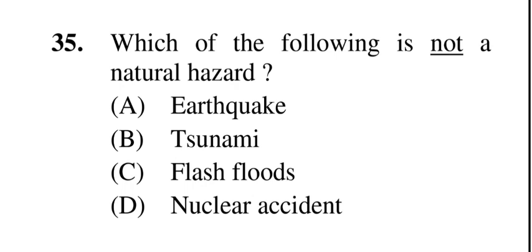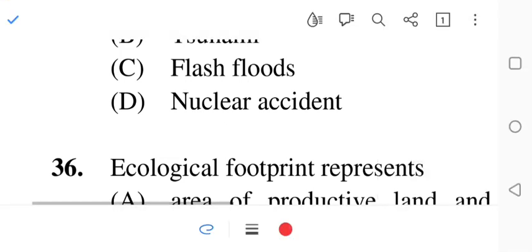35. Nuclear accident, this is one of the detrimental disasters of human history. Okay, you must have heard of the Fukushima nuclear disaster, or in Ukraine, during the time of the Soviet Union. So these are very dangerous man-made disasters. Now we have to find out which of the following is not a natural hazard. So the correct answer will be D, that is nuclear accident or nuclear disaster.